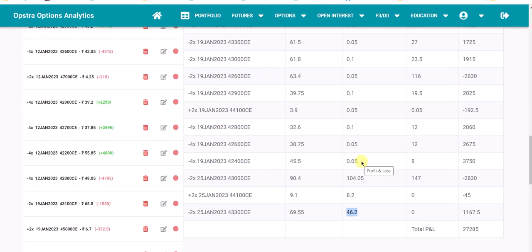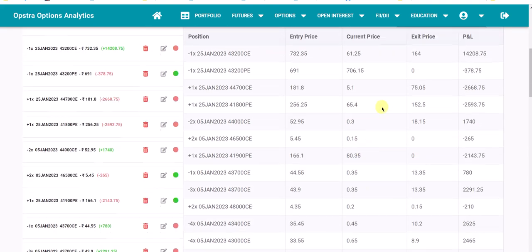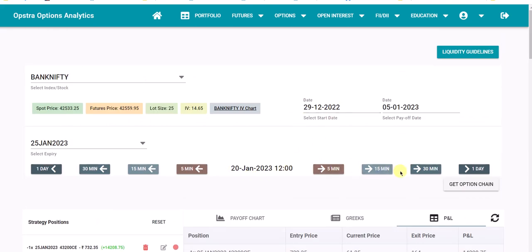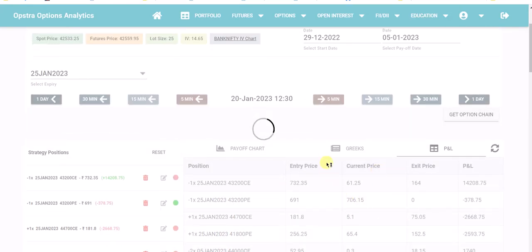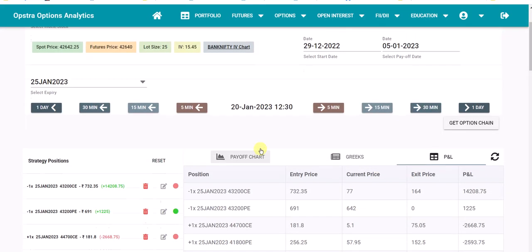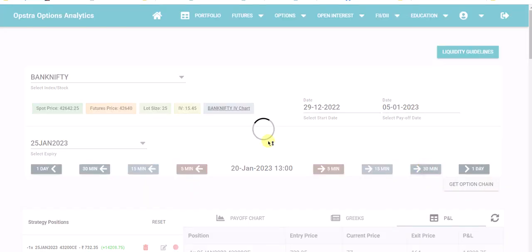If it goes below 20, I will exit. Sorry, 25. We are still having a lot of days, so below 25, I'll take a decision. And based on this premium, I'll also make one more decision. Not much movement.